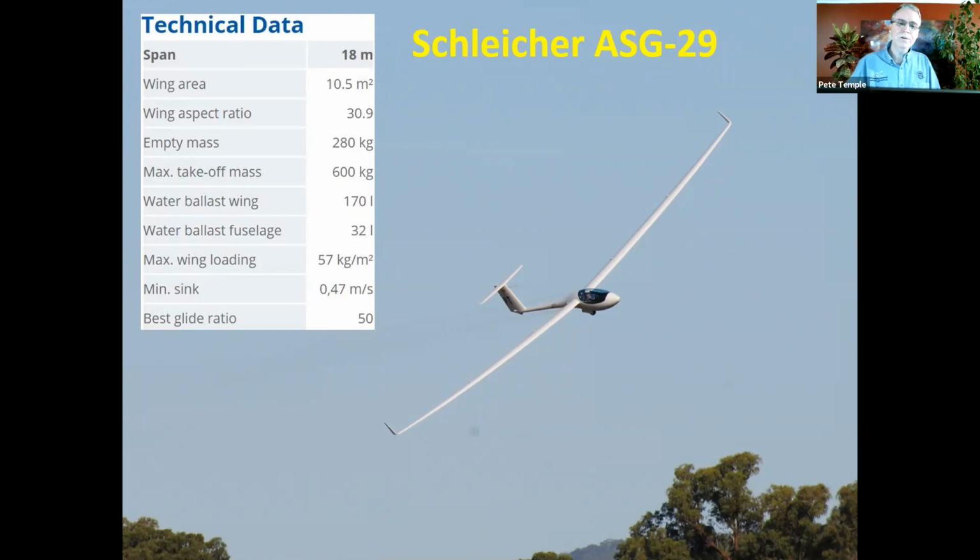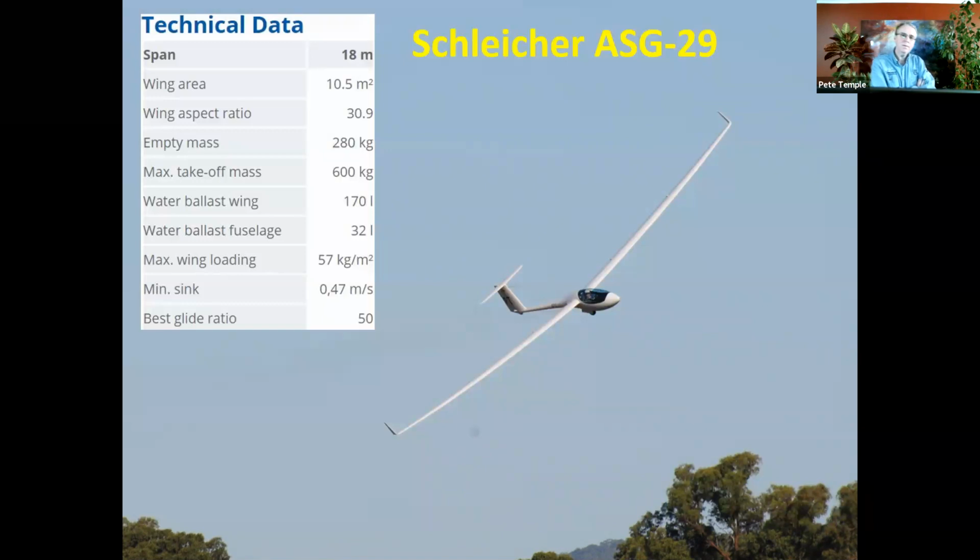Which brings me on to the water ballast. You'll see here that this is the technical data for the aircraft, and I was full for the flight. So we carry a bit over 200 litres of water ballast. Now, normally in aviation, water ballast is a bad thing. You want to be as light as possible to minimise the amount of fuel you use. But in gliding, the fuel we use is free. It comes from the atmosphere.